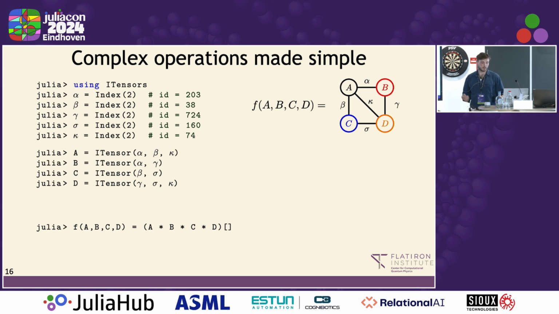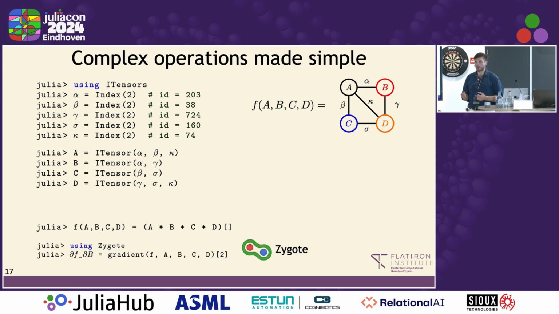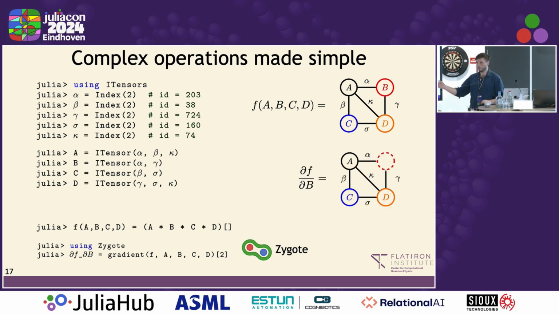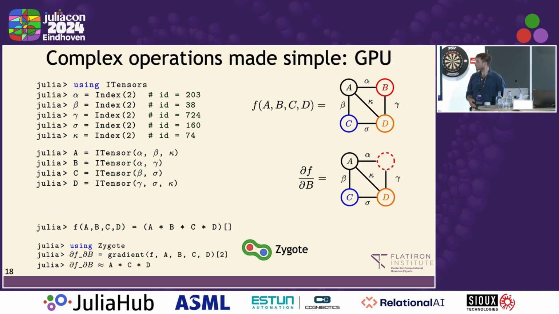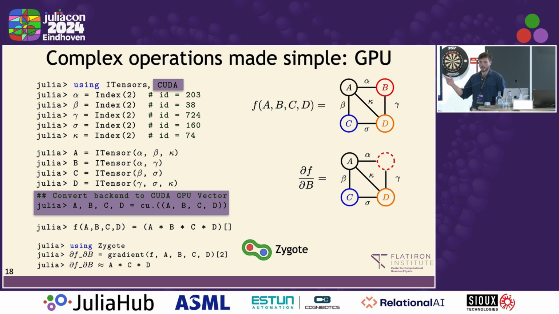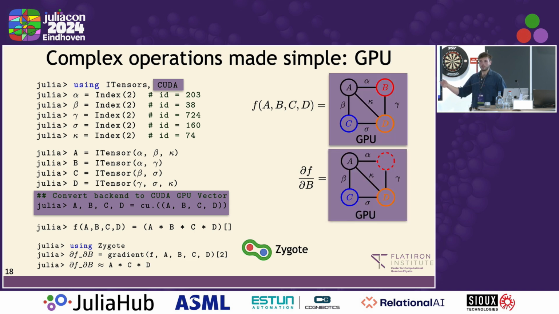And let's say we want to take the gradient of this network with respect to B. We can just grab Zygote and then take the gradient with respect to the second variable, which is B. So now we have this new tensor diagram where B is gone because we took the derivative with respect to B. And as I said, we want to put this on GPU. So what we're going to do is add CUDA and then use the cuAdapt function. And now everything is on GPU. And it all works.